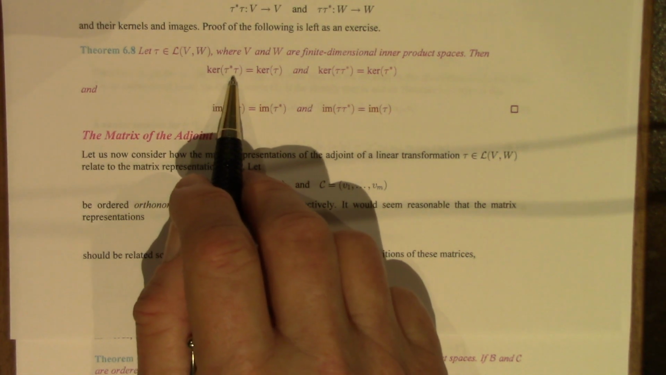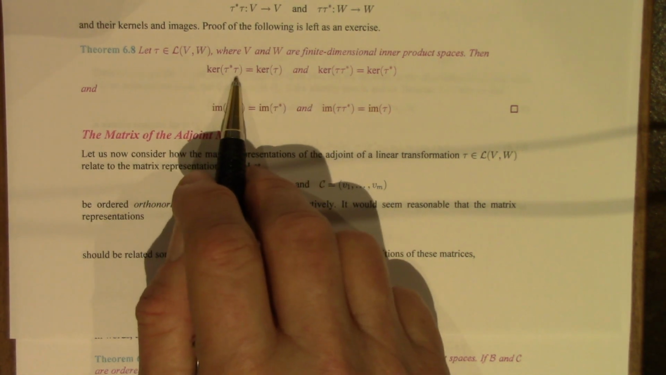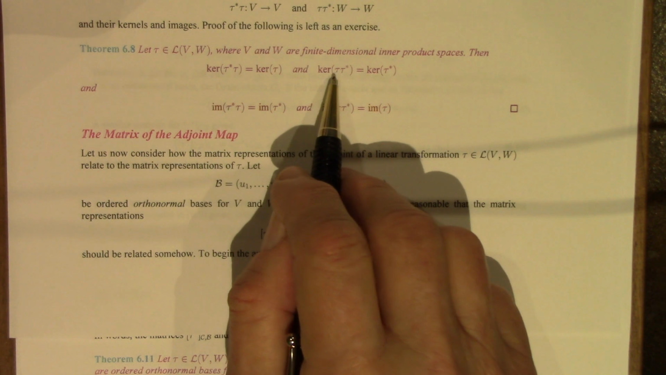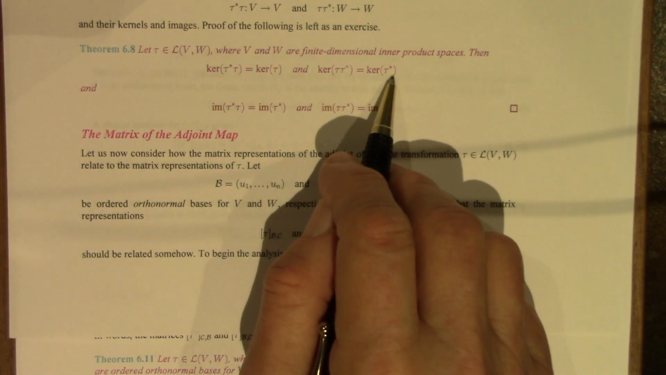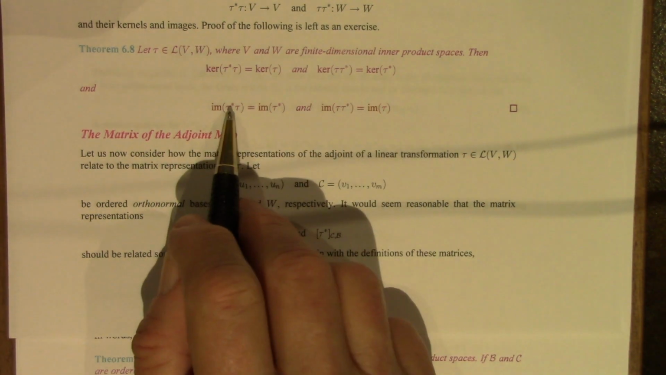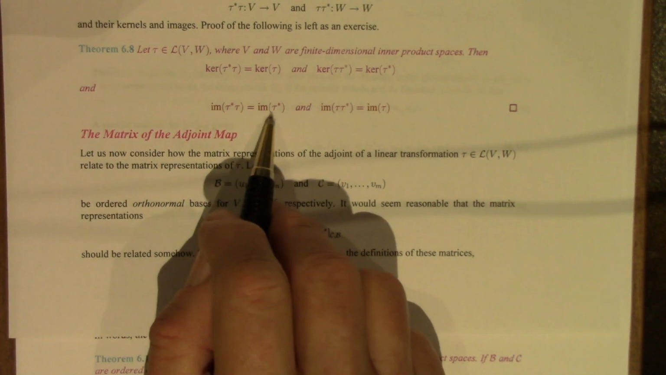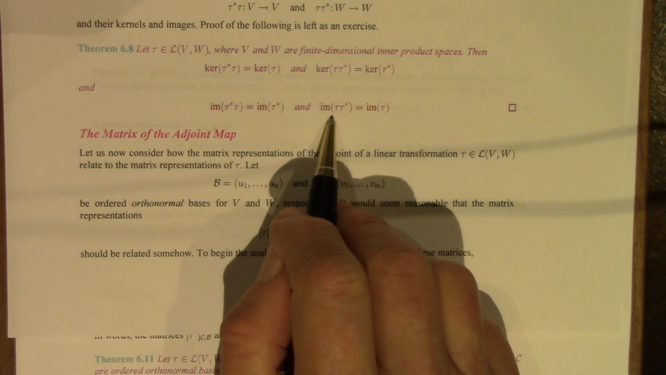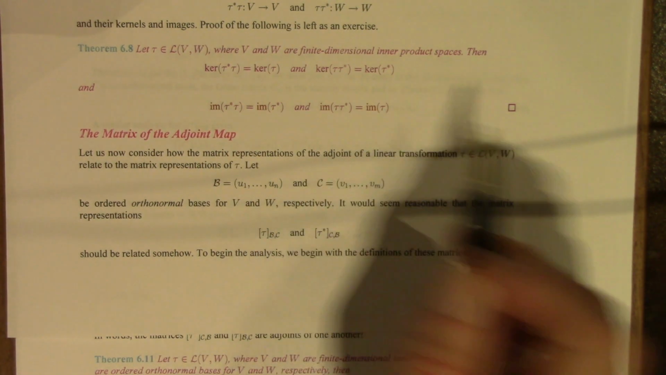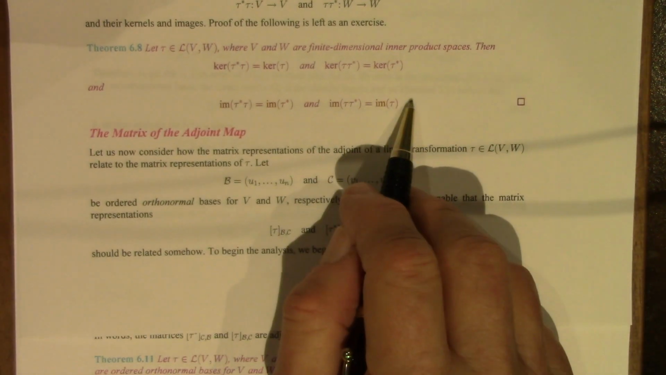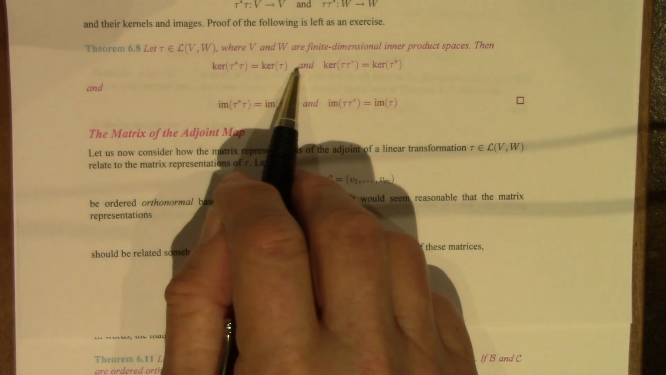The kernel of tau star tau is the kernel of tau. And the kernel of tau tau star is the kernel of tau star. Image of tau star tau is image of tau star, and image of tau tau star is image of tau. You may be depressed at having to memorize these, but it's not as bad as it looks.